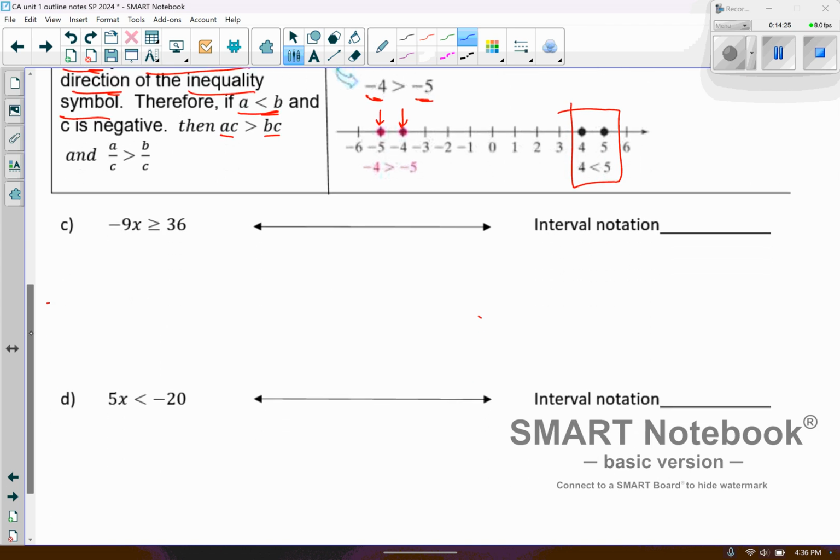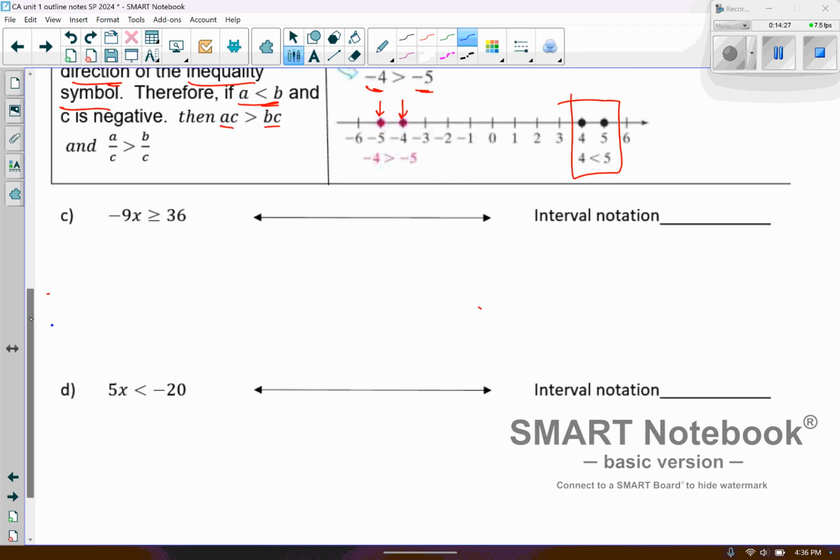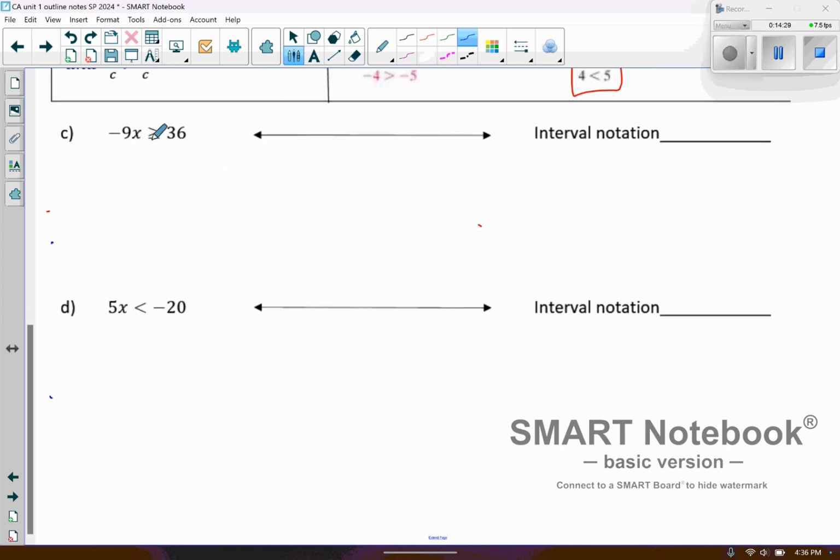And so we're about to see that on example C right here. So right here, to solve for x, I'm going to divide both sides by negative 9. So that cancels out, and I'm just left with x. But now that greater than or equal to is now going to be a less than or equal to. And then 36 divided by negative 9 is negative 4. And then from here, I'm ready to graph it and give my interval notation.